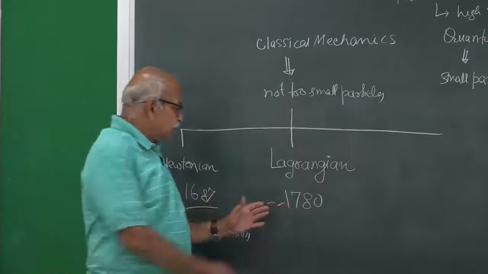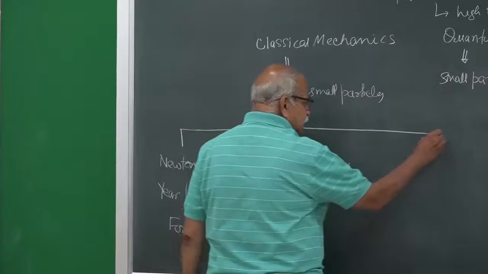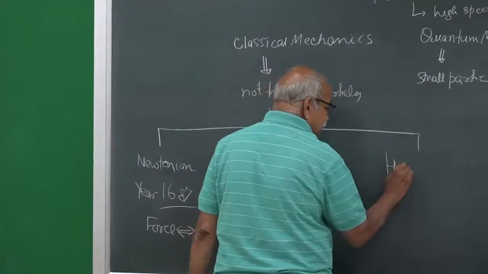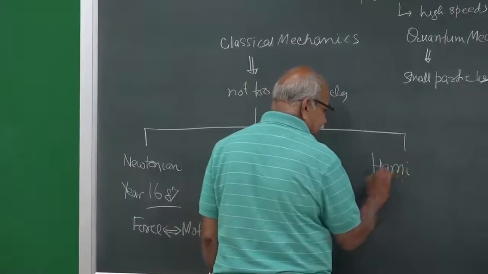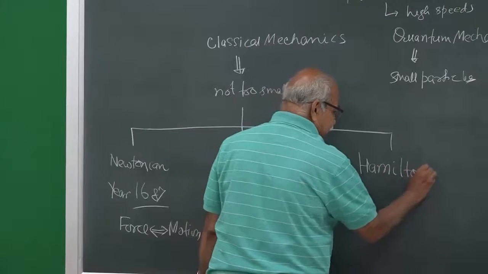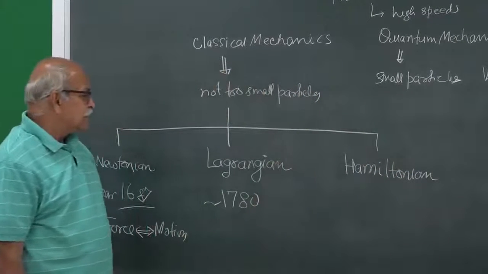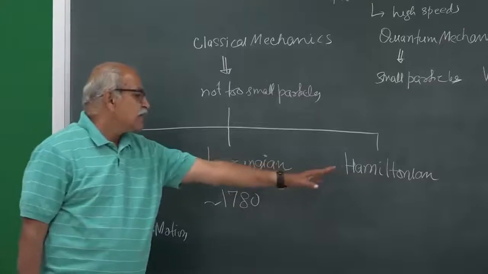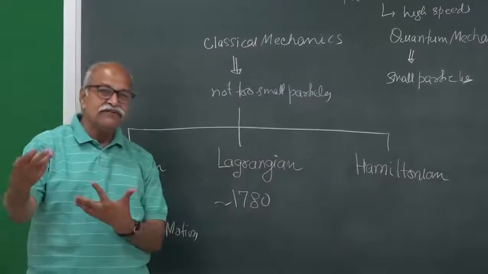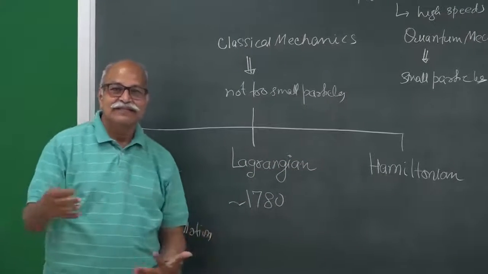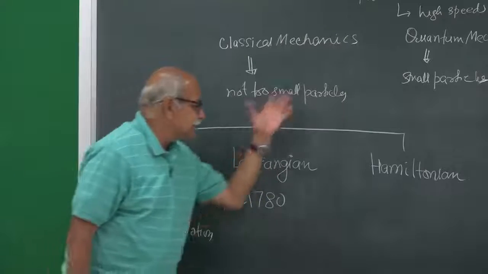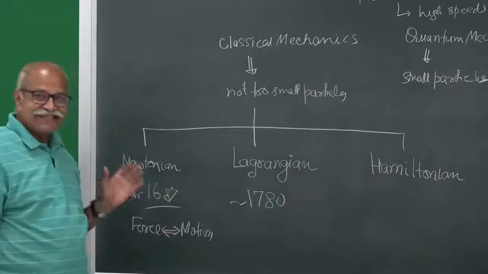And something around 50 years from here, you have another one which is Hamilton. This scientist is Hamilton, and the mechanics which he developed is Hamiltonian mechanics. So, these are all equivalent, but the formulations are very, very different, and you have advantages in this one, you have advantages in this one, you have some advantages in this one.